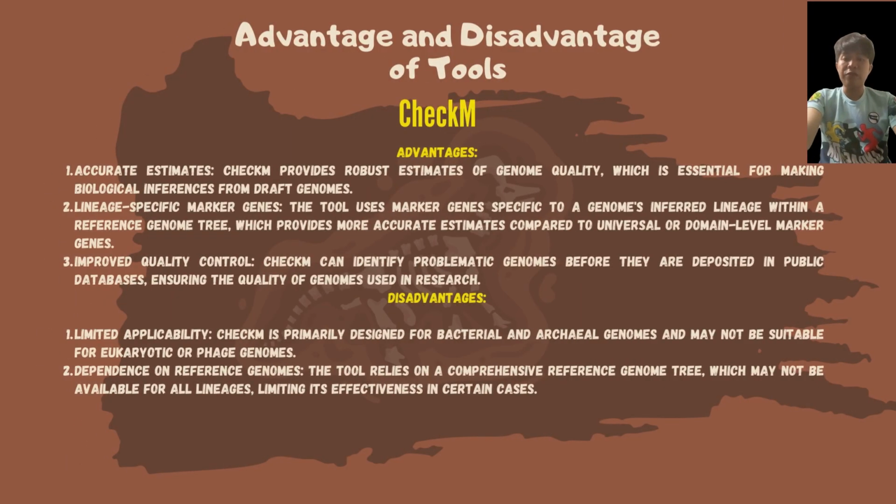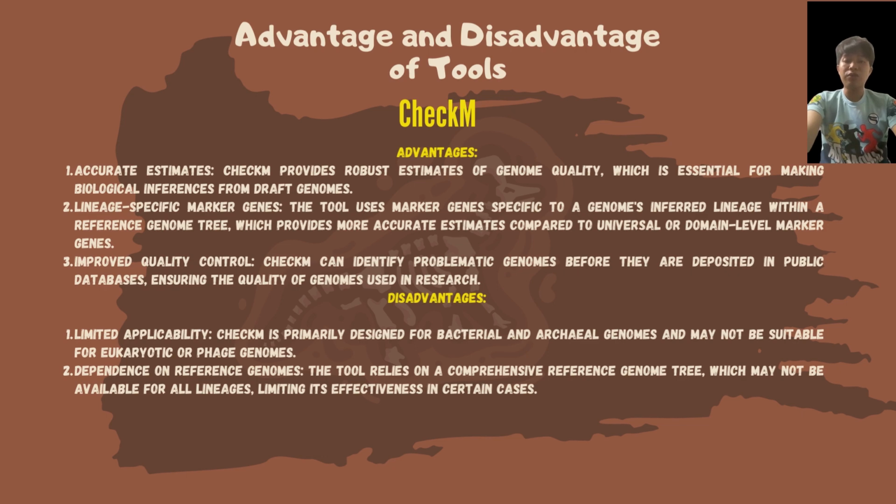Next is CheckM. The advantage of CheckM is accurate estimates. CheckM provides robust estimates of genome quality, which is essential for making biological inferences from draft genomes. Second is lineage-specific marker genes. The tool uses marker genes specific to a genome's inferred lineage within a reference genome tree, which provides a more accurate estimate compared to universal or domain-level marker genes.